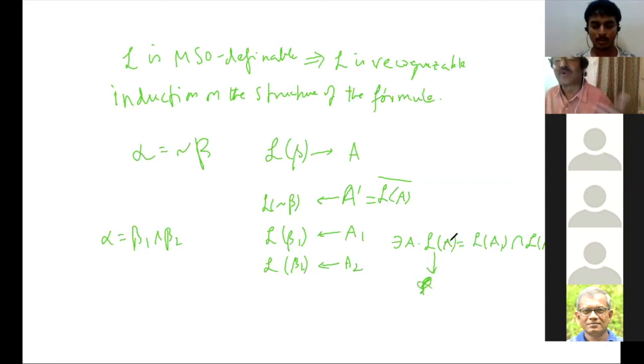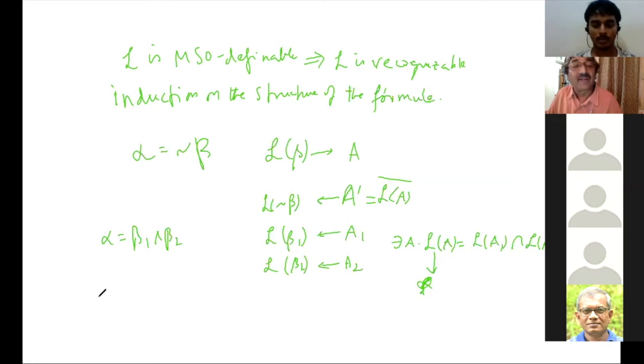Recognizable languages are closed under intersection, and we are done. Am I making sense? The fact that recognizable languages are closed under Boolean operations tells you that the Boolean connectors will lift neatly.